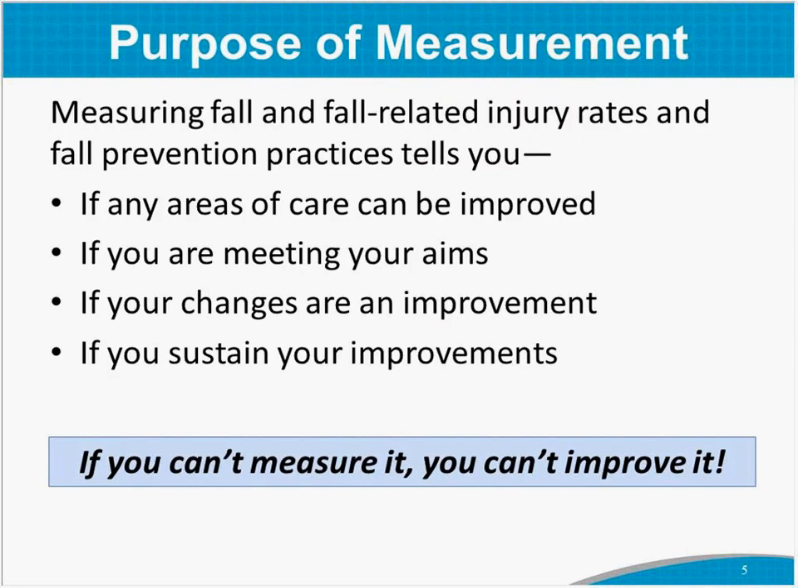The purpose of measurement: measuring fall and fall-related injury rates can tell you if there are any areas of care that need to be improved, and can help you know if the changes you're making are helping you to meet your aims. Are we seeing an improvement, or have we implemented changes that are resulting in unintended consequences and causing problems in other areas? They can also tell you if you're sustaining your improvement. It's hard enough to implement change initially, but it's really important to look at whether we are maintaining the gains.